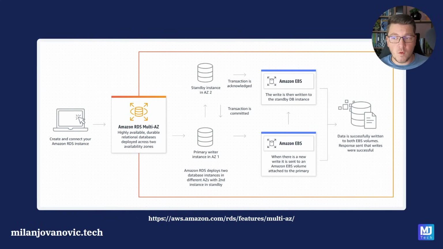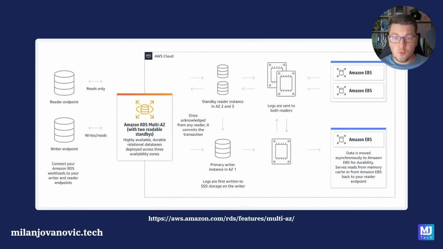You would have one primary database, which is the database that you are writing to and reading from, and also a standby instance in a different availability zone. These databases are kept in sync using replication, and if the primary database fails for whatever reason, you can fail over to the standby instance and continue using that, which minimizes the downtime of your application.